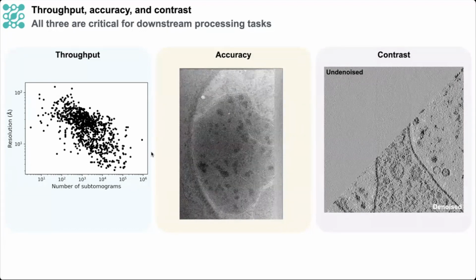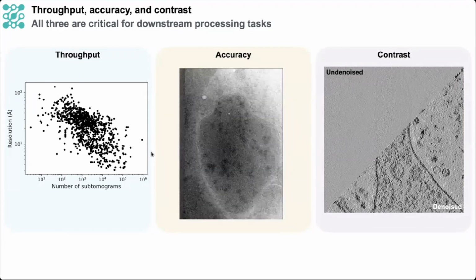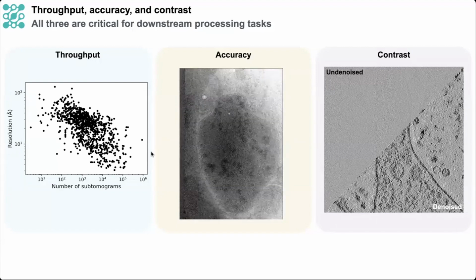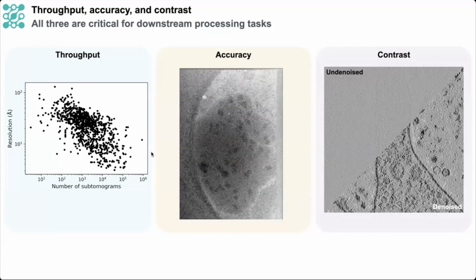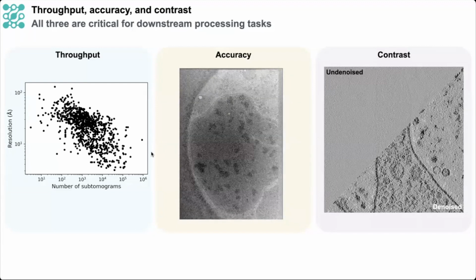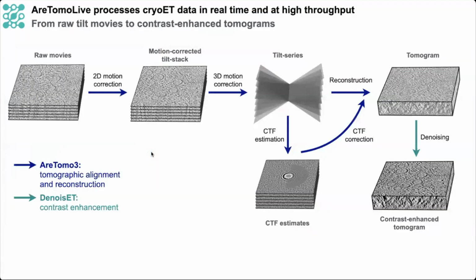A final consideration has been contrast, because the extremely low contrast of cryo-ET data can be prohibitive to downstream analysis. But enhancing contrast comes at the expense of high-resolution signal, so any denoising we perform must carefully balance these competing needs. With these considerations in mind, we developed Artomo Live to automate tomographic alignment, reconstruction, and contrast enhancement for use during live data collection.